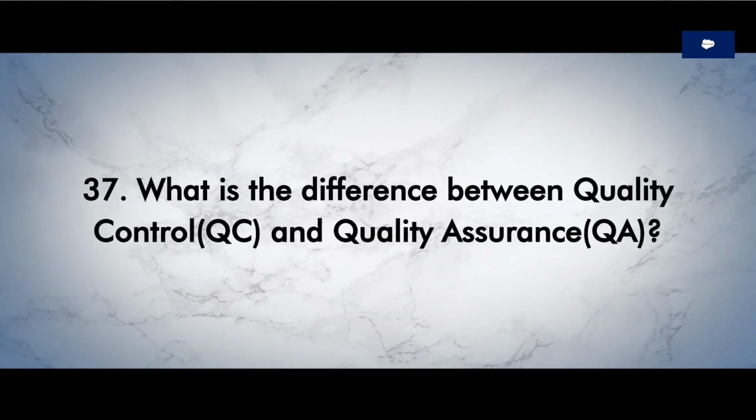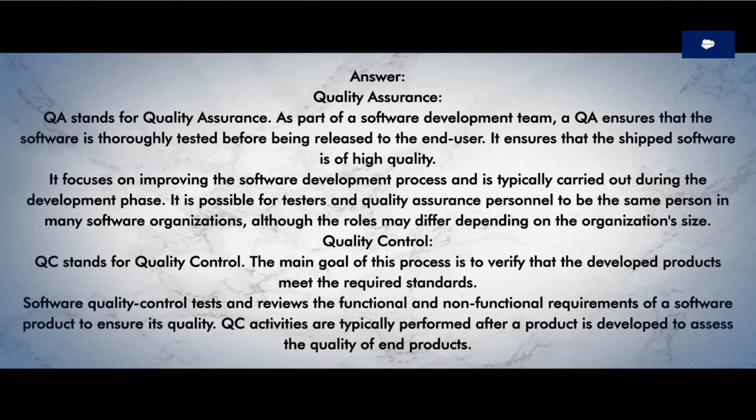37. What is the difference between quality control, QC, and quality assurance, QA? Answer. Quality assurance. QA stands for quality assurance. As part of a software development team, a QA ensures that the software is thoroughly tested before being released to the end user. It ensures that the shipped software is of high quality. It focuses on improving the software development process and is typically carried out during the development phase. It is possible for testers and quality assurance personnel to be the same person in many software organizations, although the roles may differ depending on the organization's size.